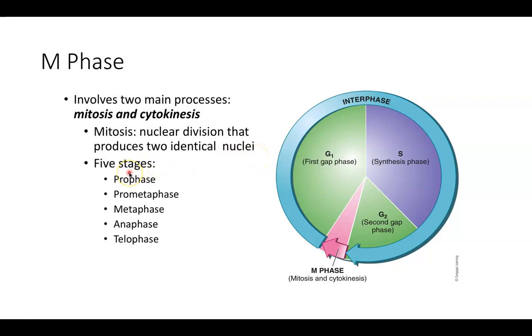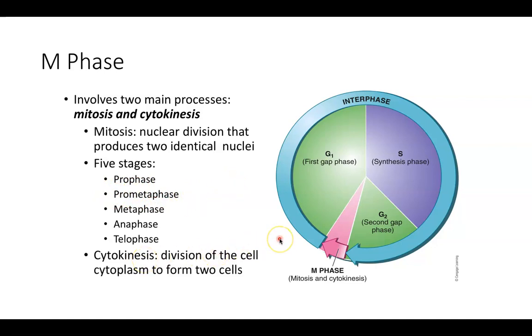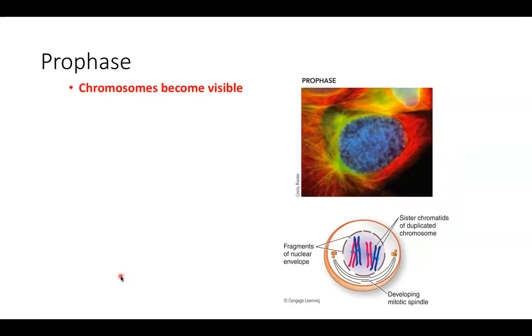It has 5 stages. We'll go through each one: prophase, prometaphase, metaphase, anaphase, and telophase. Now, sometimes you do not see prometaphase. It just goes from pro to meta. But the book covers it, so I'm going to cover it for you. And finally, cytokinesis is where you've already split apart your nucleus, so now your cell has 2 nuclei, and you just split apart the cytoplasm, which is all the cytosol and other organelles inside the cell, so that you have 2 separate cells.